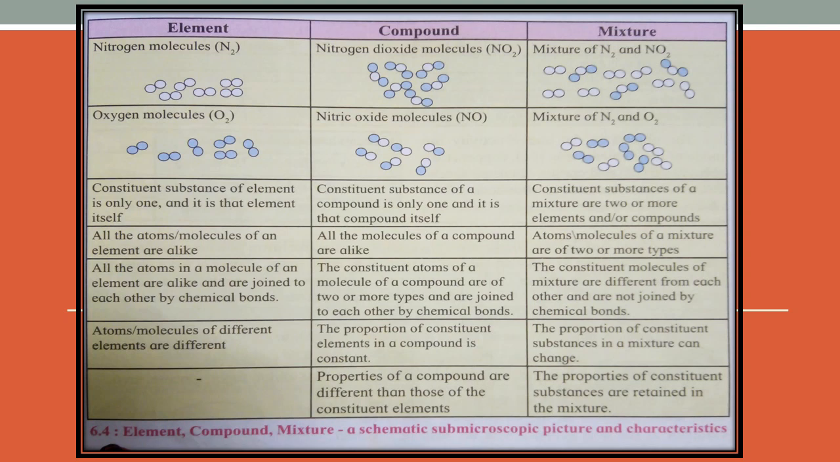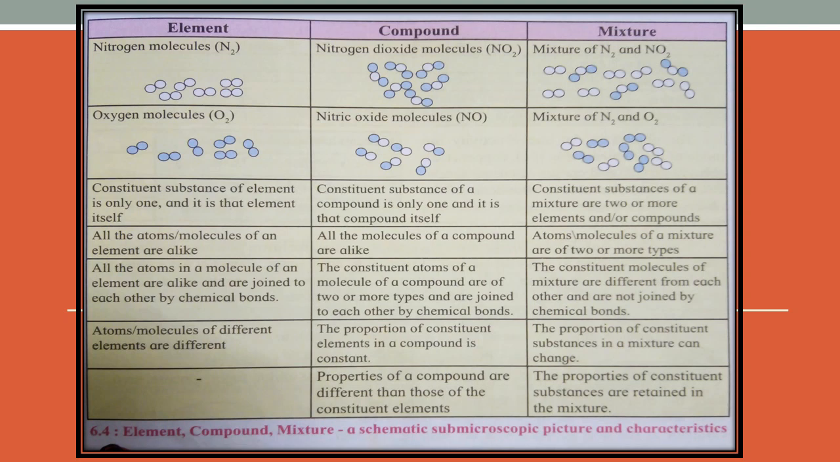And for the mixture we have N2 and NO2. So you can see two atoms of white colored nitrogen joined together to form N2. And for NO2, one atom of white nitrogen and two atoms of blue colored oxygen joined together with chemical bonds to form NO2. And for a mixture it is N2 and O2.